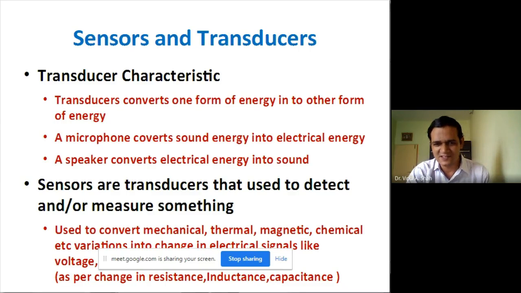So sensors will just sense the signals. It may be of any nature: mechanical, thermal, magnetic, chemical, electrical, etc. While a transducer will convert one form of energy into another form of energy.